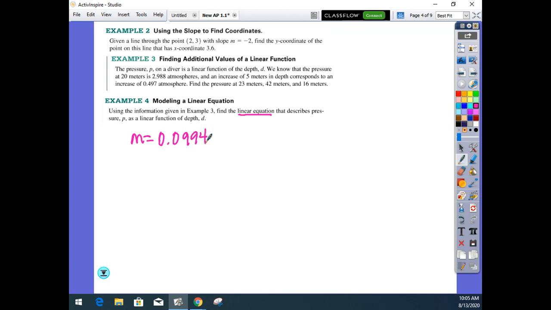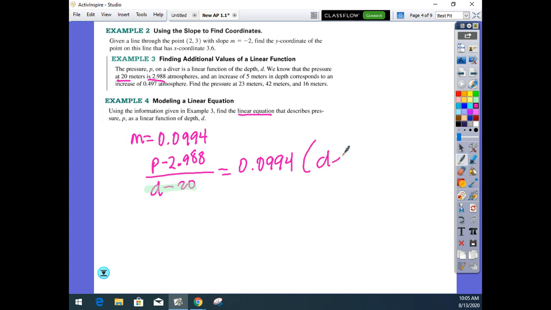So we're just going to use our general point slope. We're going to use the point: pressure minus 2.988 over depth minus 20 will equal the slope. So all of this is just using the slope formula and manipulating it. I need to get all of this out of the denominator, so I'm going to multiply both sides by D minus 20.